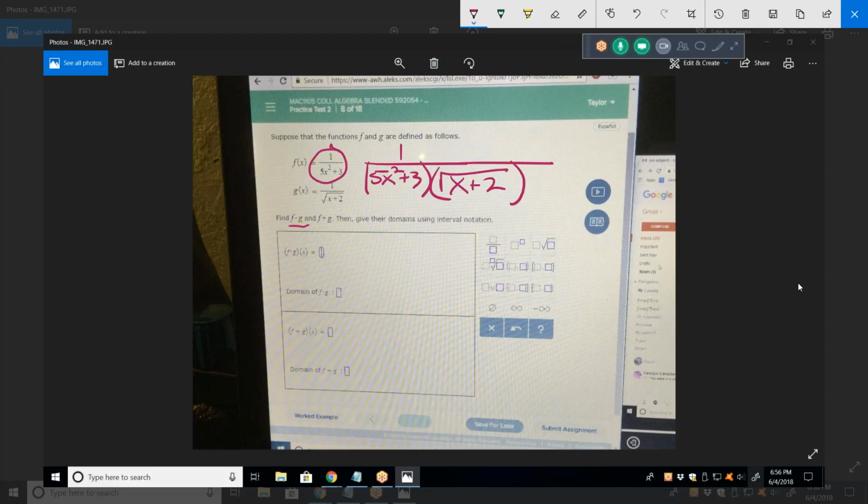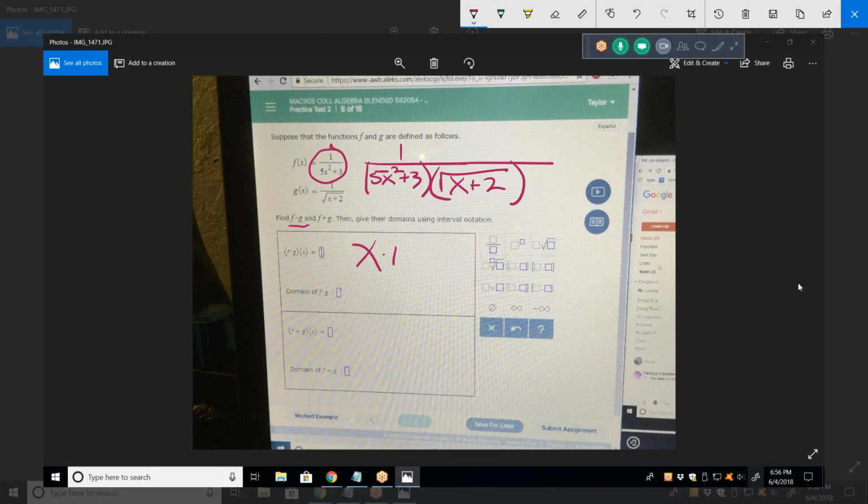The radical sign is the restricting factor here. It's actually two restricting factors. The radical sign is one, but it's also a denominator, so it can't be 0. Normally you can take the square root of 0, but you can't if you're dividing by it. So inside the radical, x plus 2 couldn't be 0.